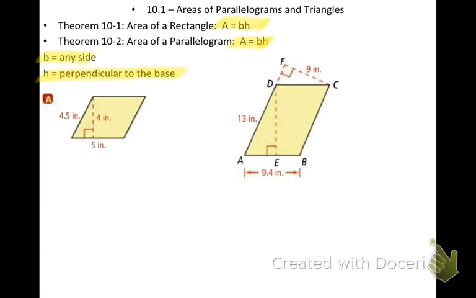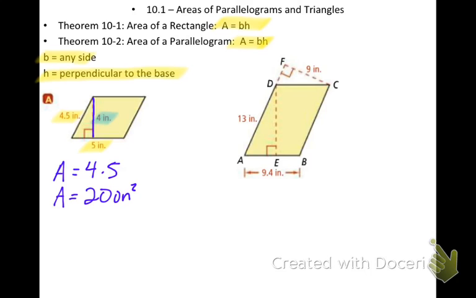So for this first one, I've got two bases here. I've got 4.5 and 5 because they're both side lengths. And then if I look at this 4 inches, that's going to be perpendicular to one of my bases. So 4 is my height because it's perpendicular, and which base is it perpendicular to? Area is equal to 4 times 5. Again, 5 is my base, 4 is perpendicular to it, and so my area would be 20 square inches.